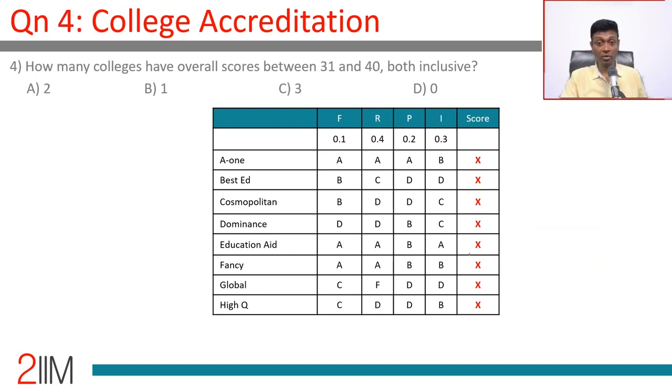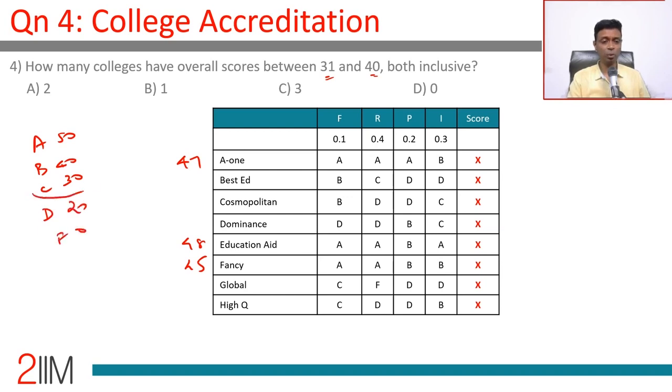How many colleges have scores between 31 and 40, both inclusive? Fine. These 3 are out. This is 47, 48, 45. And between 31 and 40, both inclusive. A corresponds to 50, B is 40, C is 30, D is 20, F is 0. So between B and C. And so BC, DD. And there are 2 Ds measuring up to half.